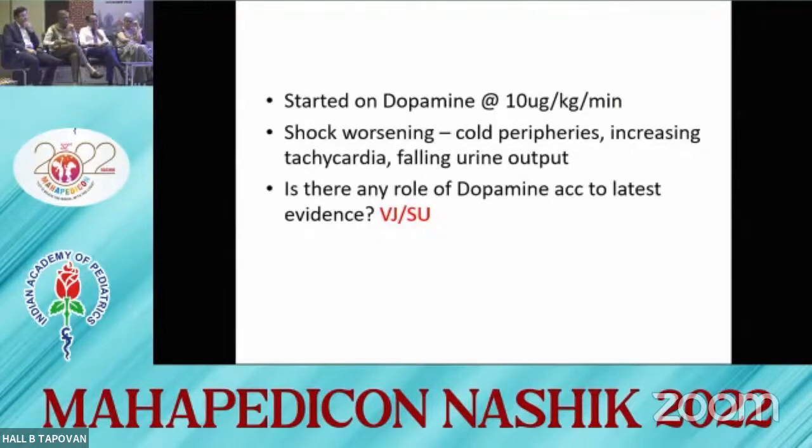So this child was started on dopamine at 10 mics. The shock didn't improve, rather worsened. The peripheries became cold. Tachycardia went on increasing. The blood pressure was maintained, but there was a falling urine output. So ma'am, Vanessa, do you think there's still any role of dopamine in our ICUs right now?